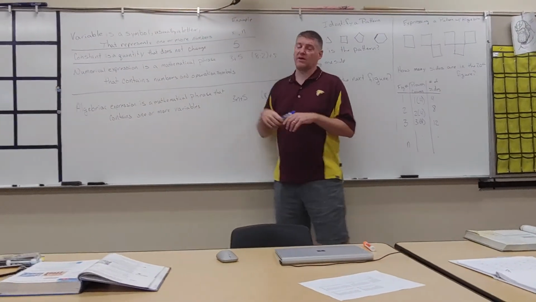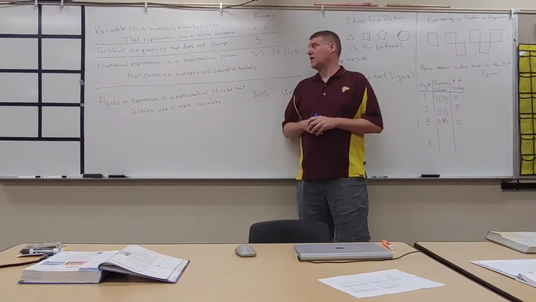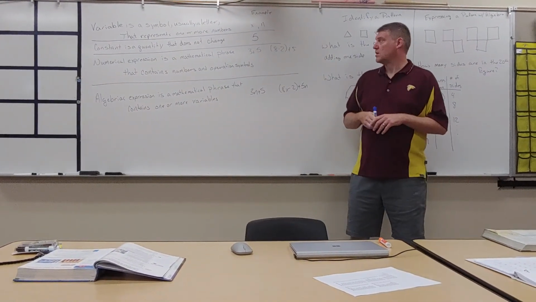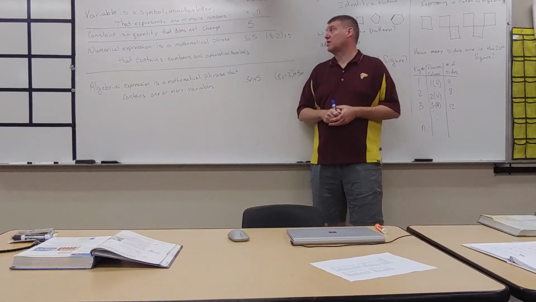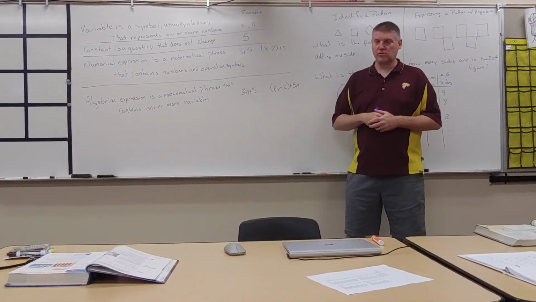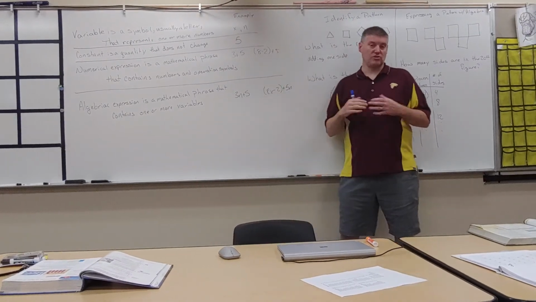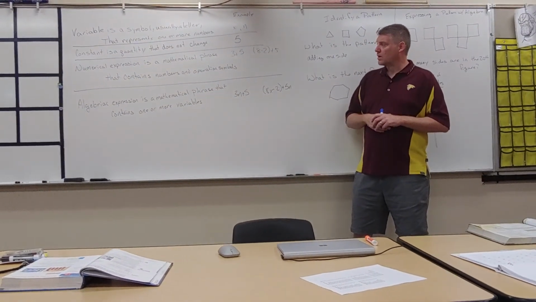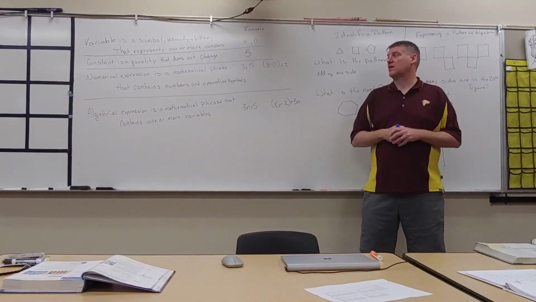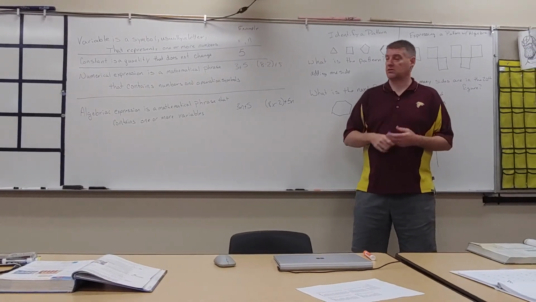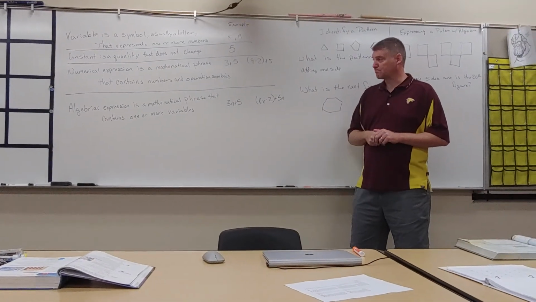So the first thing is a variable. A variable is a symbol, usually a letter, that represents one or more numbers. So in algebra, a lot of times we'll use x and y, which are pretty common, but we can use n, we can use a lot of different letters and symbols. There are some letters we just do not use though. Okay? So the next thing is a constant. A constant is a quantity that does not change. 5 is always going to be 5. Okay, so it does not change.